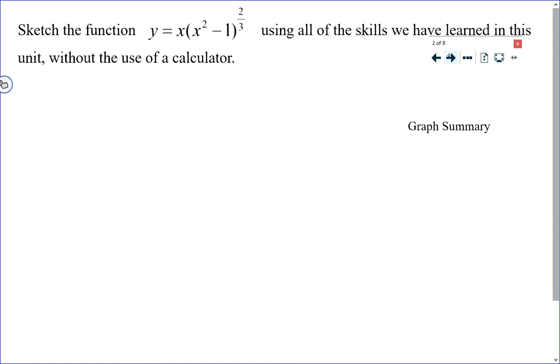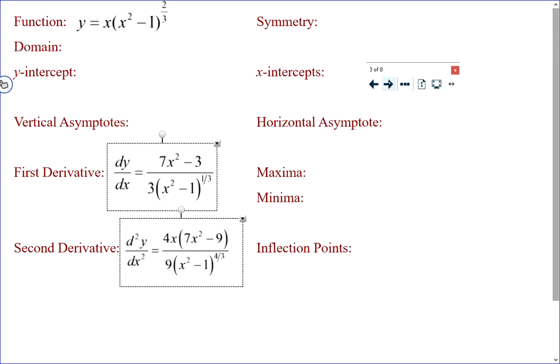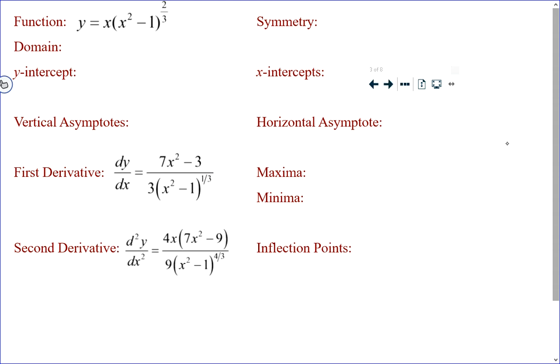So the function we are looking at today is y is equal to x multiplied by (x squared minus 1) raised to the 2/3. Again, there is that graphing summary document that I created for you. It's a good idea to have some kind of summary of things. Whether you want to use that or not is up to you. Just like on Wednesday's lesson, I have already determined the derivative and the second derivative. This would be an hour-and-a-half long video if we had to determine the derivatives as well. So they're there for us for our reference.